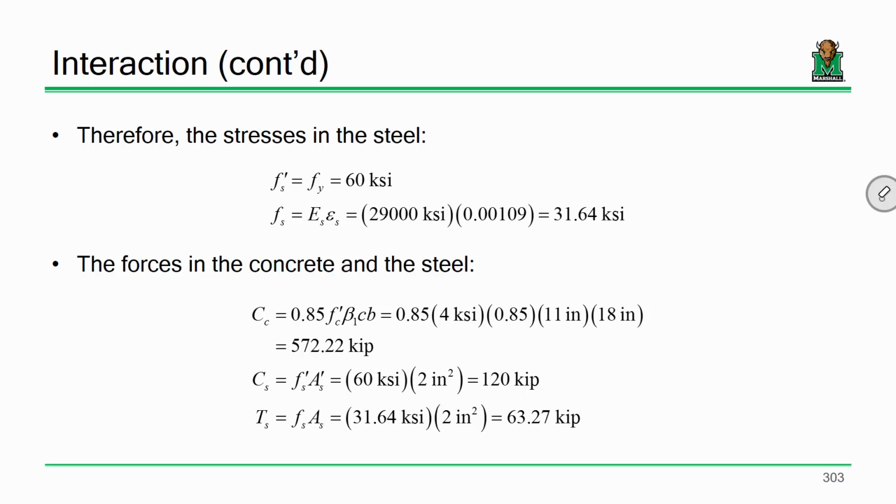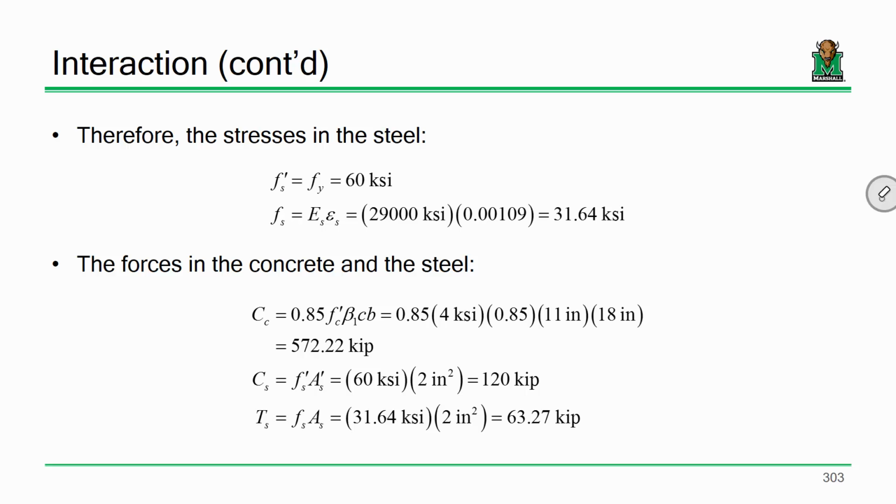Make sense? All right. So what are the forces? Well, for the concrete, it's 0.85 f'c a b, right? Or 0.85 f'c a, which is beta 1 times c. And then what's the force in the steel? Well, it's the stress times the area. Okay. So far, so good?